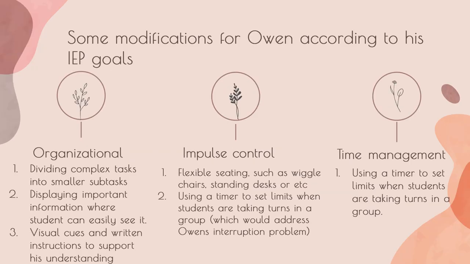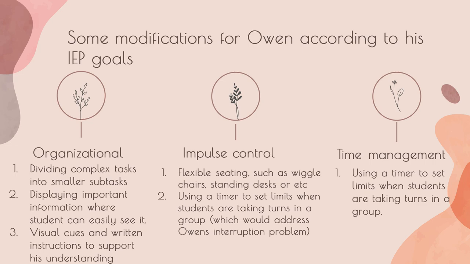Some modifications for Owen according to his IEP goals are the following. For his organizational goal, you start by dividing complex tasks into smaller subtasks. You can also display important information where students can easily see it. And lastly, having visual cues and written instructions to support his understanding.